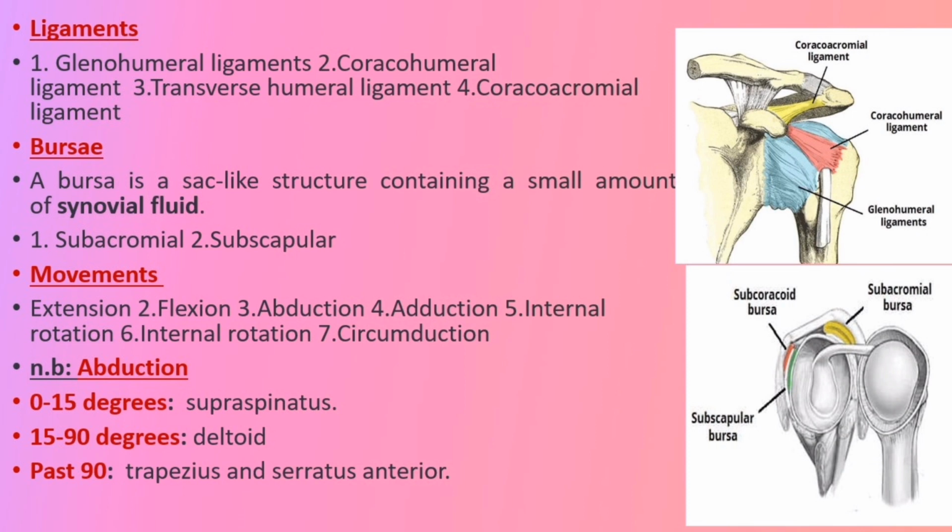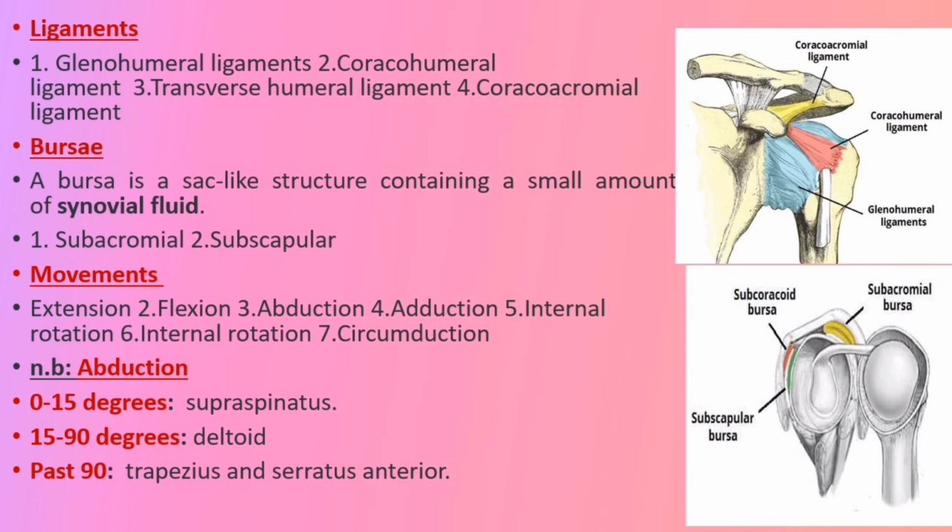Abduction: upper limb away from midline in coronal plane. The first 0 to 15 degrees of abduction is produced by the supraspinatus. The middle fibers of the deltoid are responsible for the next 15 to 90 degrees. Past 90 degrees, the scapula needs to be rotated to achieve abduction, that is carried out by the trapezius and serratus anterior. Adduction: upper limb towards midline in coronal plane, pectoralis major, latissimus dorsi and teres major.